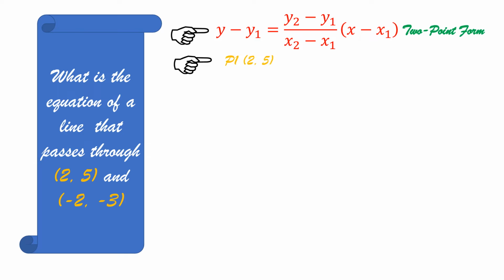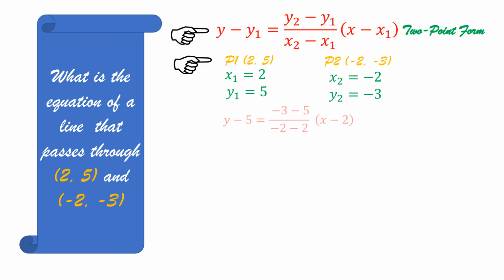Our first point is (2, 5). So x sub 1 is 2 and y sub 1 is 5. Point 2 is (-2, -3), so x sub 2 is -2 and y sub 2 is -3. Now we will substitute the values into the formula.